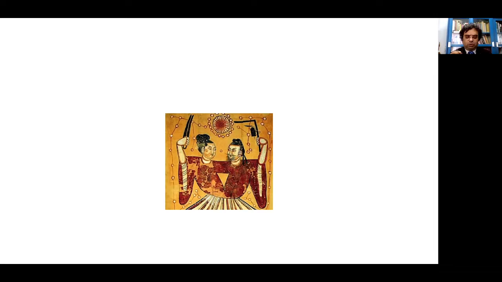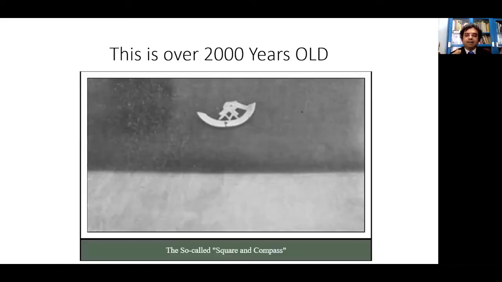The so-called square and compass emblem has been carved on a seashell that has aroused a lot of wide interest. The next slide, please. Yes. This is over 2,000 years old. It's on a seashell. It was found in Casa Grande, okay? And it's about 1,800, 2,000 years old.